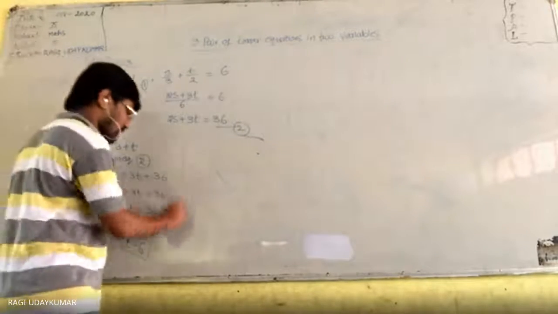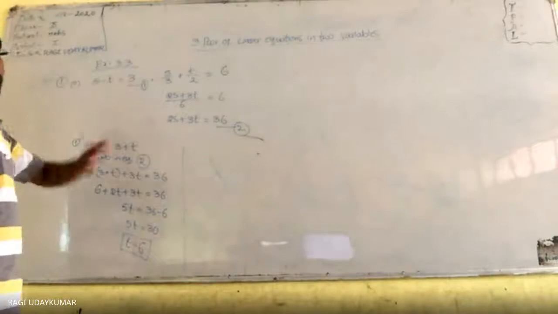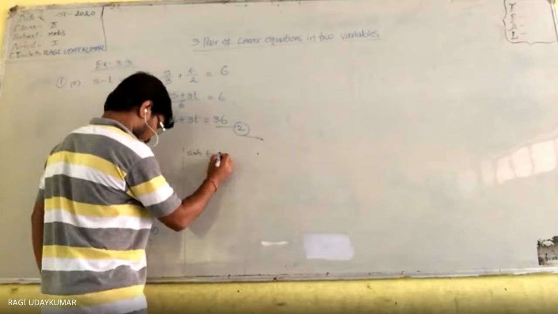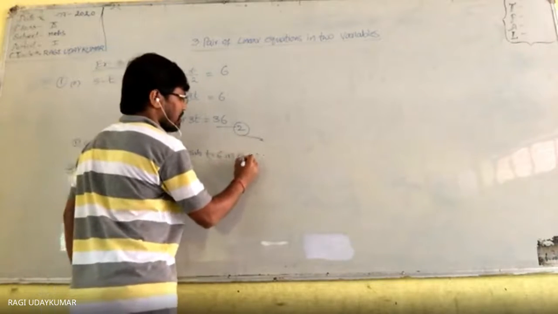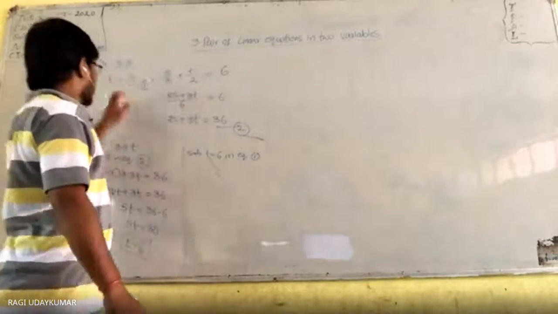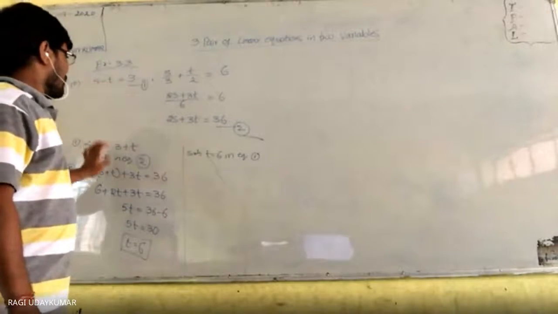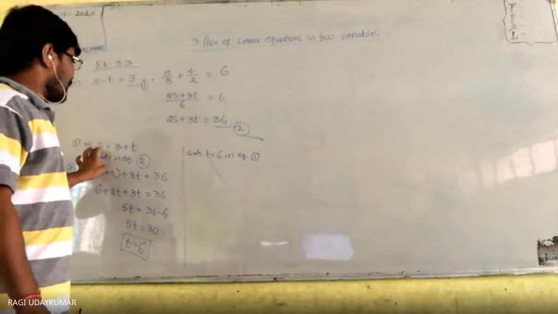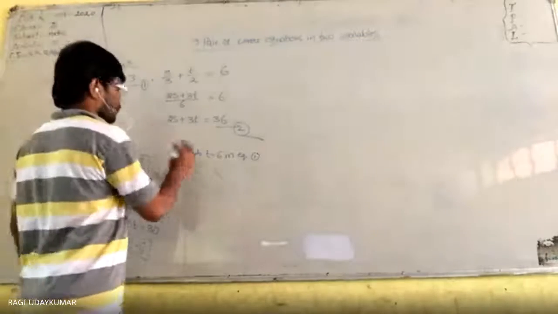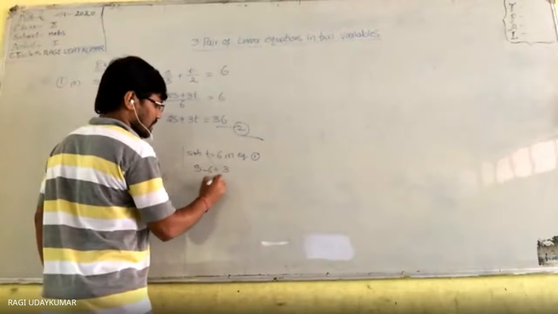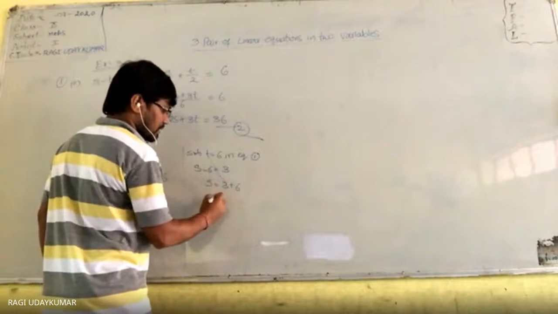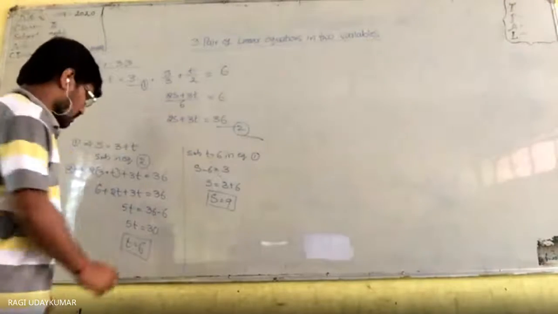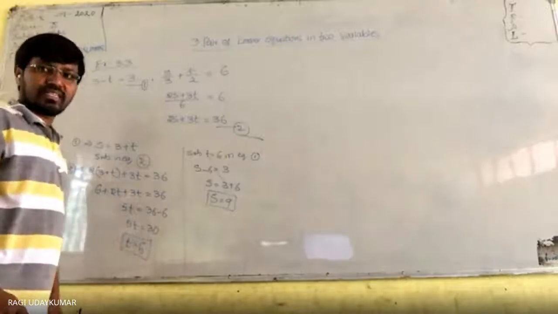This t is equal to 6, you have to substitute in any one of the two equations. Substitute t is equal to 6 in equation number 1. If you substitute in this, you will get the s value directly. So s minus 6 is equal to 3, s is equal to 3 plus 6, so s is equal to 9. s is equal to 9 and t is equal to 6.